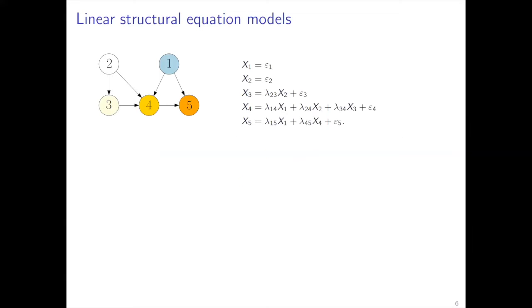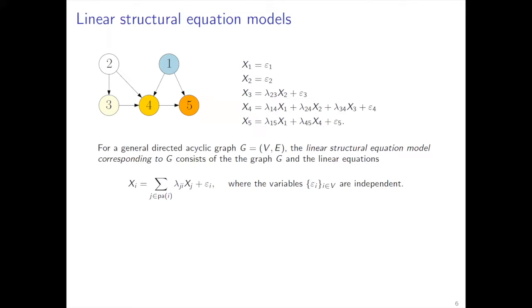Today I'll talk about linear models, linear structural equation models, or linear causal models. Here the functions f_i are all linear. Every variable is a linear combination of its causes and the noise. This is our example from before, where everything is linear. In the general case, x_i is a linear combination of its parents, the sum over j a parent of i, plus epsilon_i. So this is our general definition.